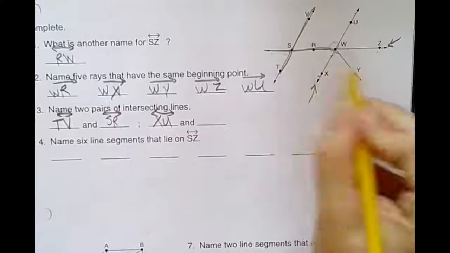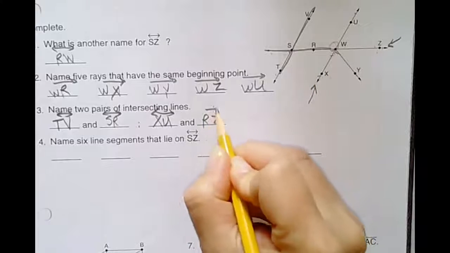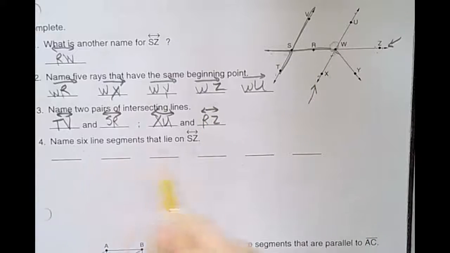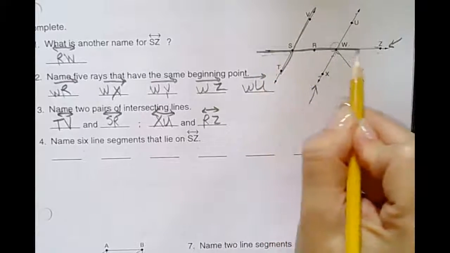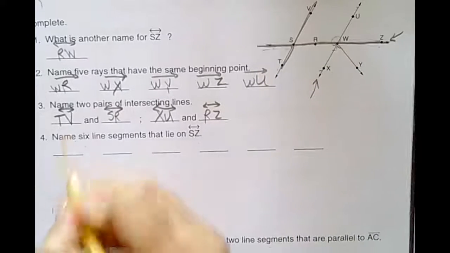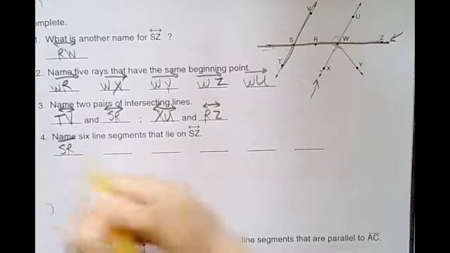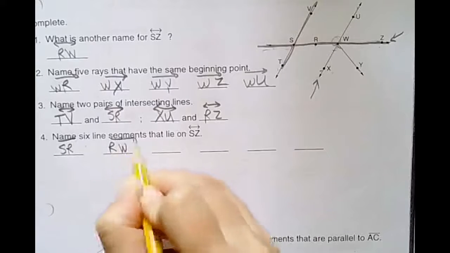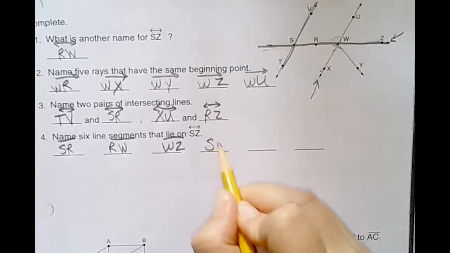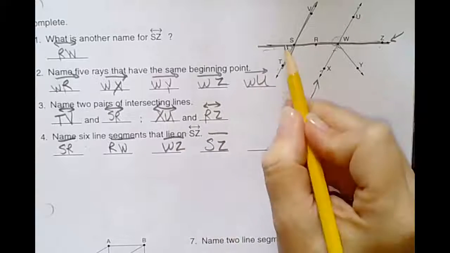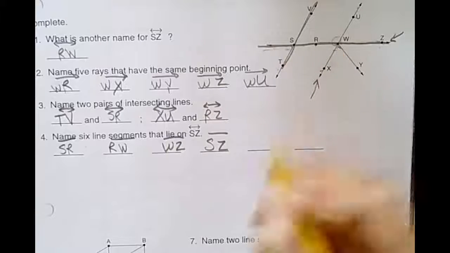6 line segments that lie on SZ. So now I can only use this line here. Pick any pairs of points. So I'm going to go with SR. The next little piece is RW. I can go with WZ. Maybe I'm going to do the entire thing of SZ, or maybe I'm going to do this piece of 2, SW, and maybe RZ. So that's that.